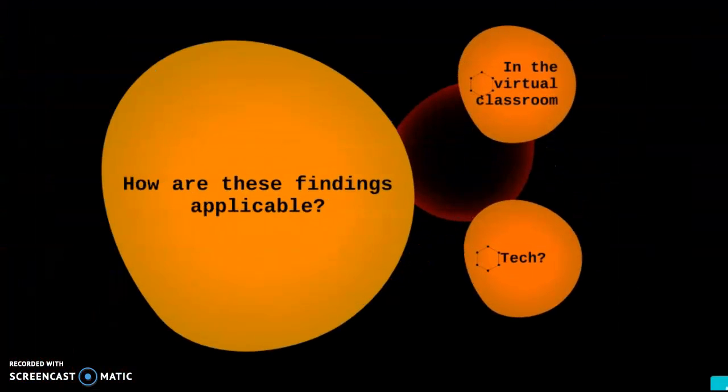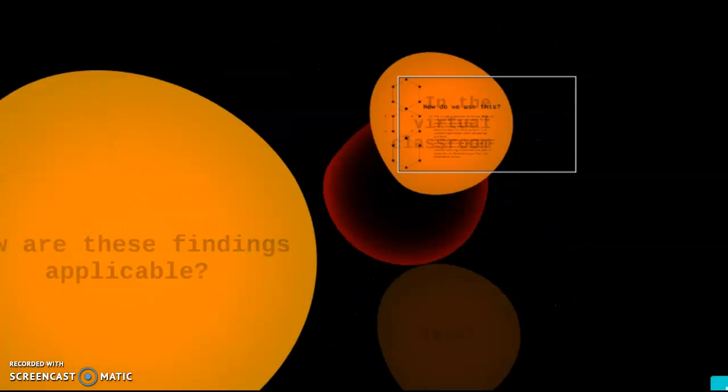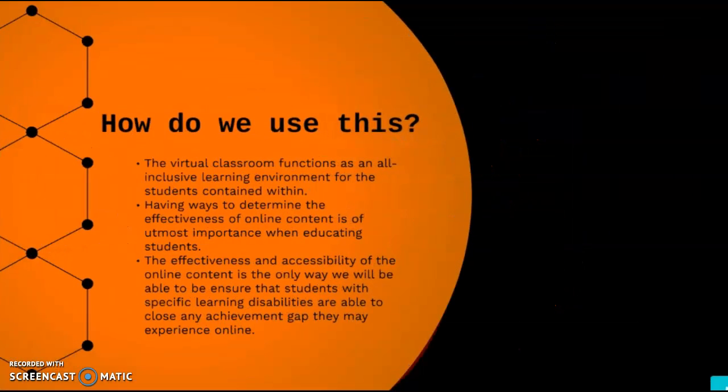As far as how this is applicable in our classrooms, the virtual classroom is going to be an inclusive classroom as well. A lot of our students are going to have disabilities that we may not even be aware of at the time that we have them. So making sure that the content that we provide is able to meet the students where they are is super important. We need to make sure that it's as accessible as possible for as many different students with needs as we can get.